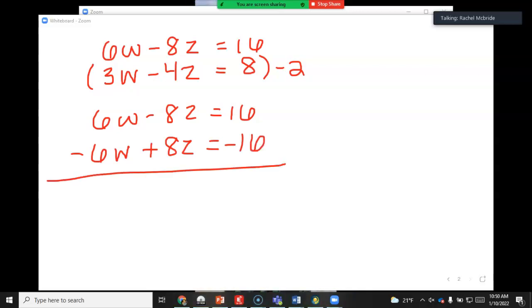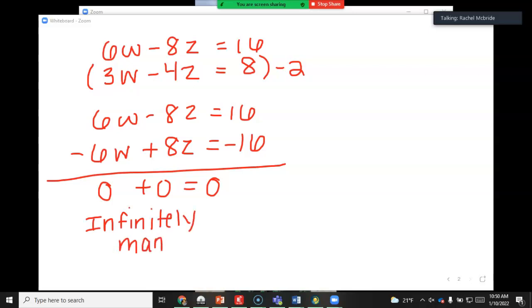So that when you add them together, 6 minus 6 zeros out, -8 plus 8 zeros out, 16 minus 16 zeros out. So this is a special case where we get 0 equals 0. When you get 0 equals 0, you have infinitely many solutions.